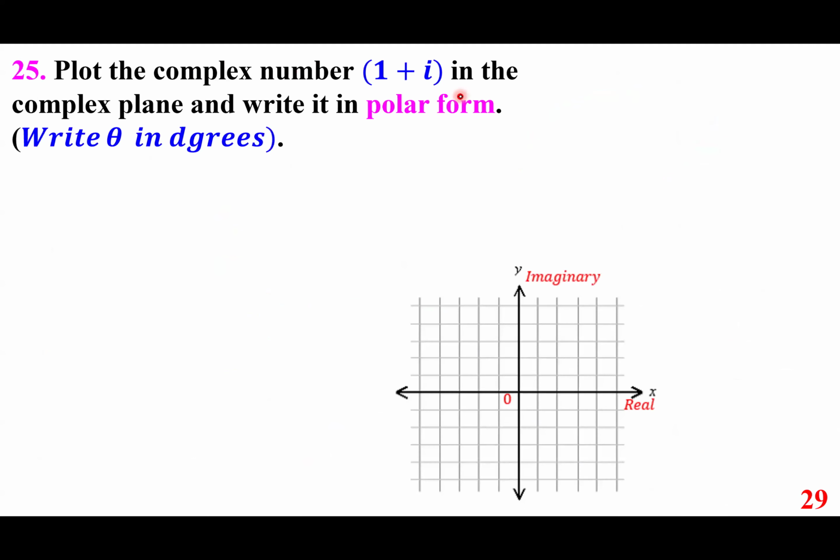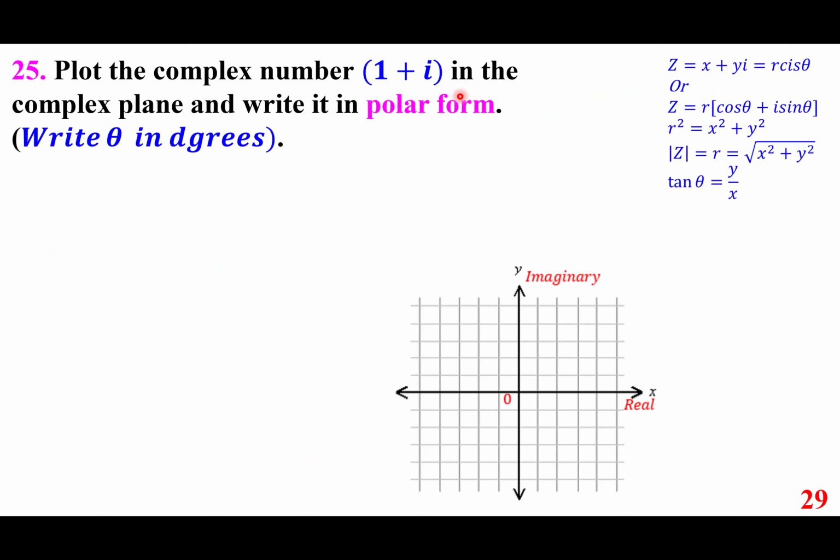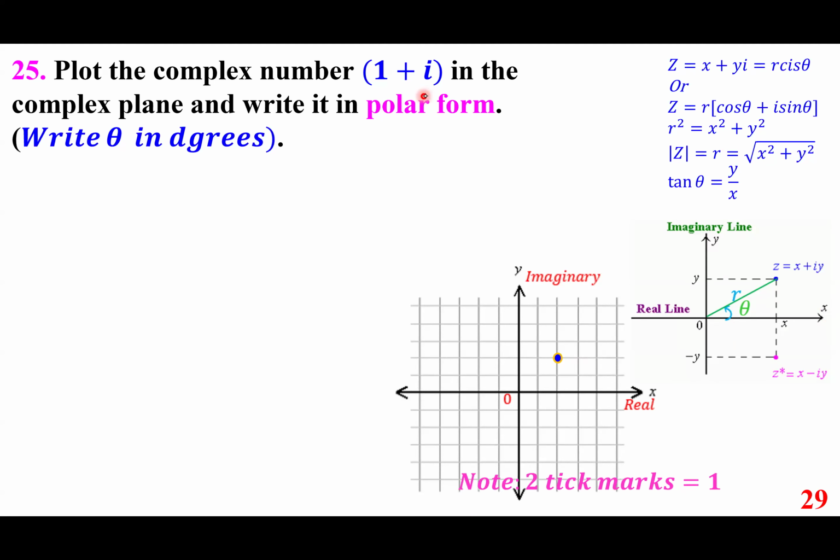I'm going to plot the complex number in the complex plane, reminding everybody of z being x plus yi or a plus bi. These are r cis theta. r squared is x squared plus y squared, and tan theta is y over x. You have the x-axis as the real axis, and the y-axis as the imaginary. In this case, we're going to go with 2 tick marks to represent the 1, and it makes it easier that way. And this is 1 comma 1.